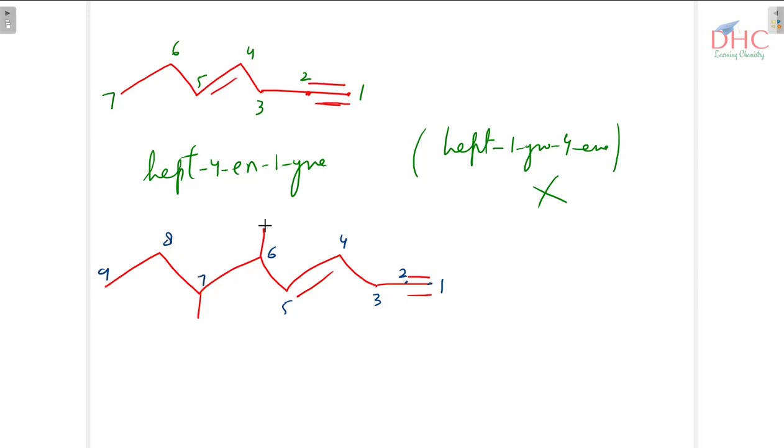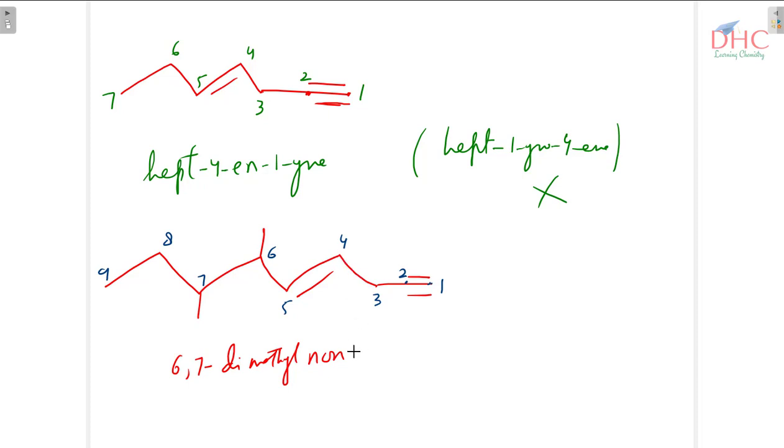This is the selected chain. Now you have the substituents attached to it. One substituent is methyl over here. Next substituent is methyl over here. So methyl is at 6 and 7. So we have 6, 7 dimethyl as the prefix. Then you have the word root 9. That's called non.